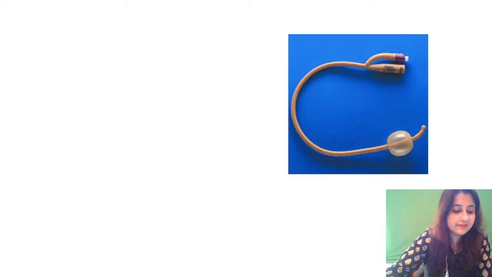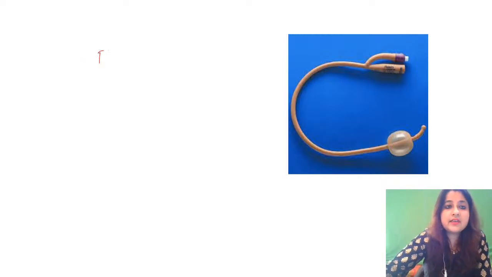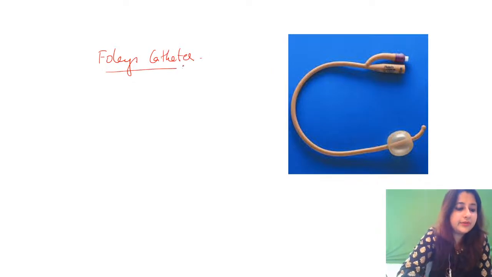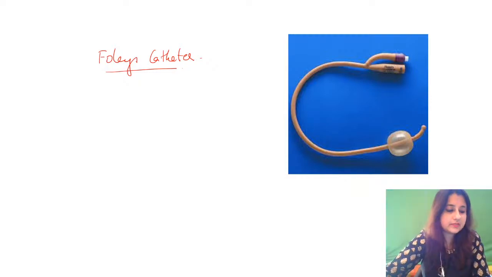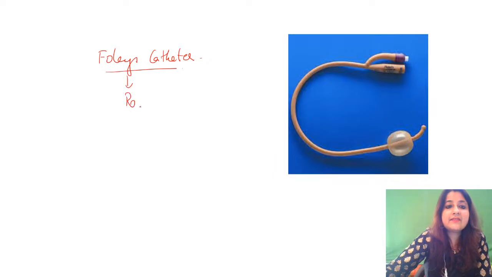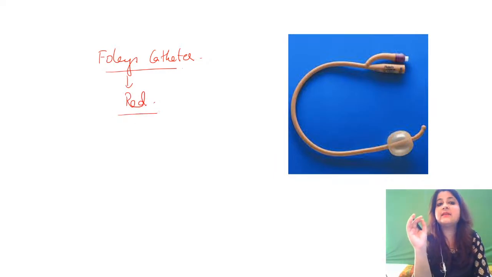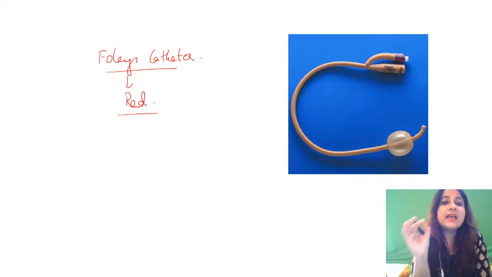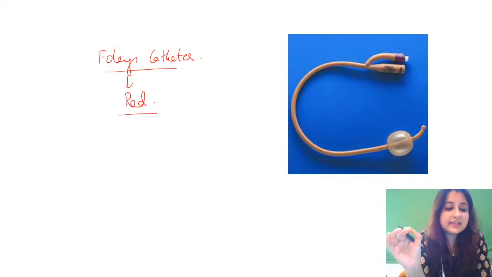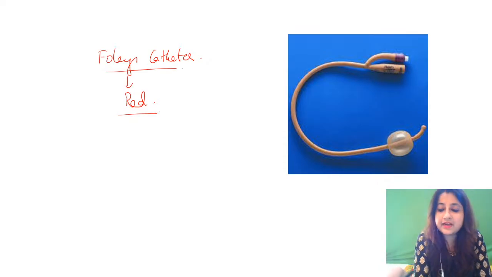Very good, Neha, Devashri, everybody. This over here is a Foley's catheter. All right, all your doubts I'll try to clear right now. I'll also tell you the disposal of PPE and all those things. Very good. So this is a Foley's catheter. Foley's catheter goes into a red color bag. They are made of plastics, and at the same time, they are recyclable. Anything which is plastic and recyclable will go into a red color bag.